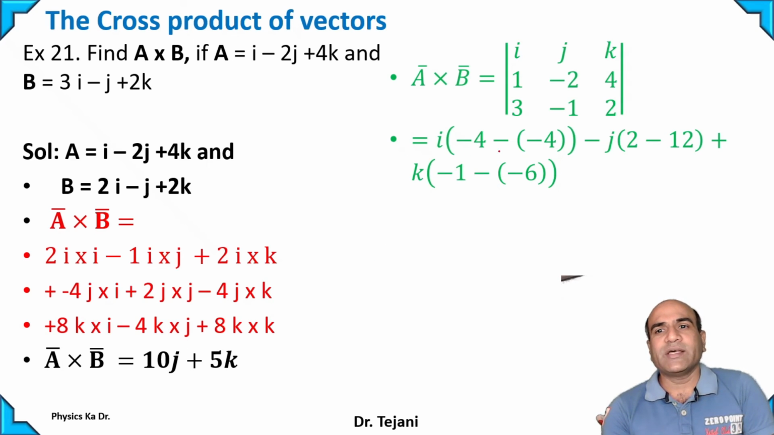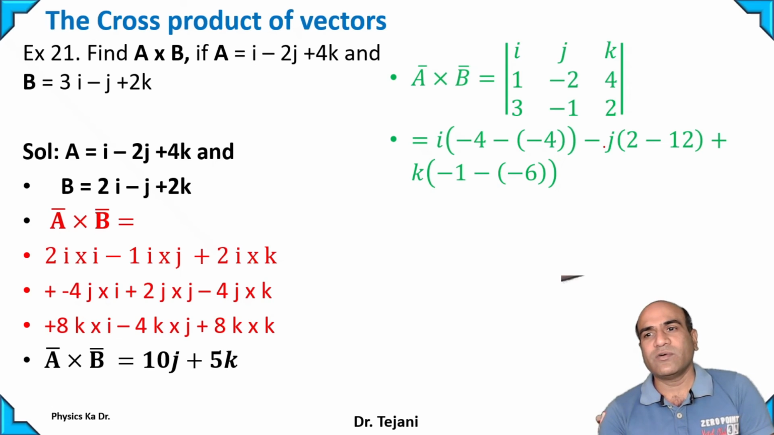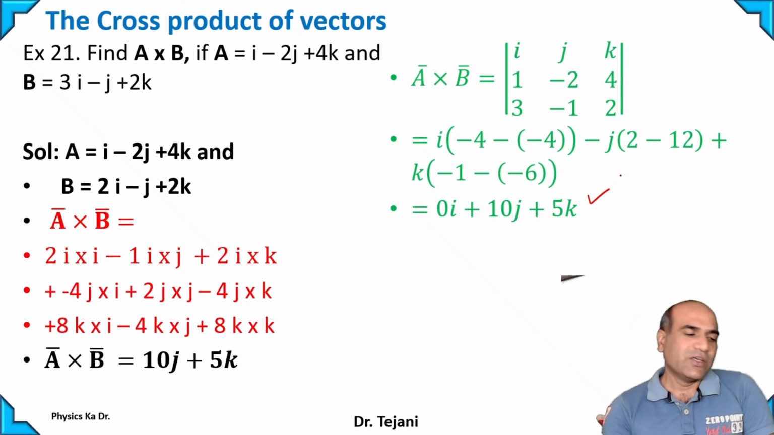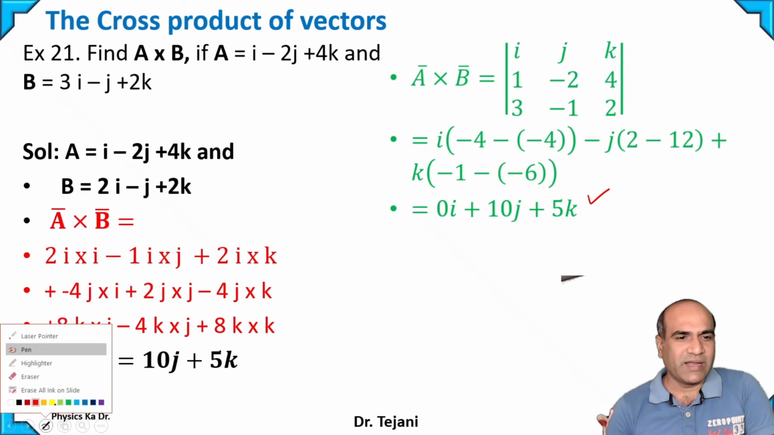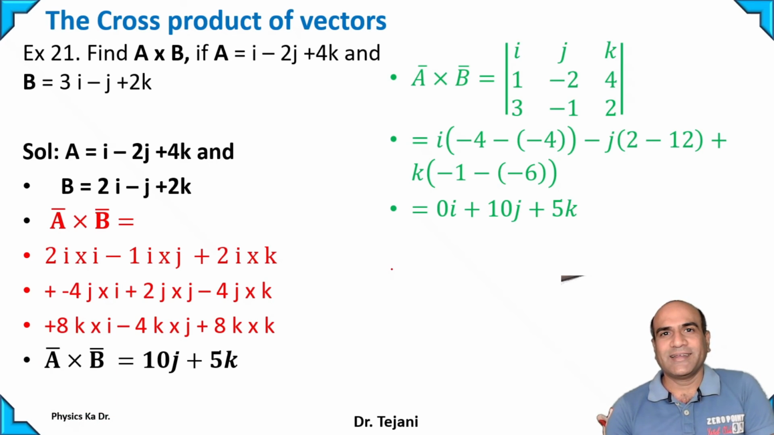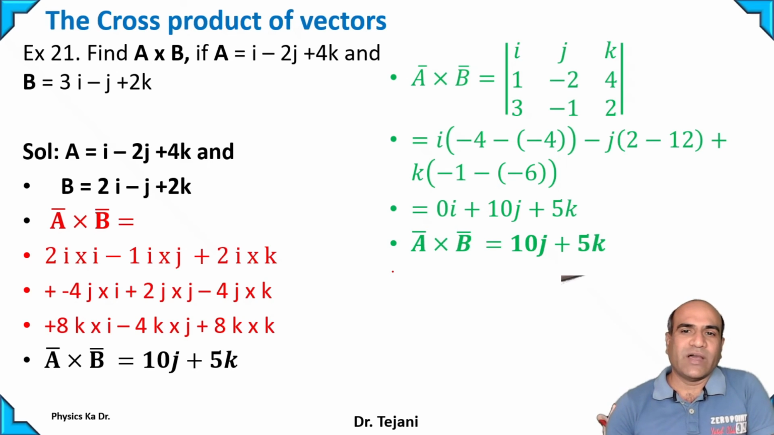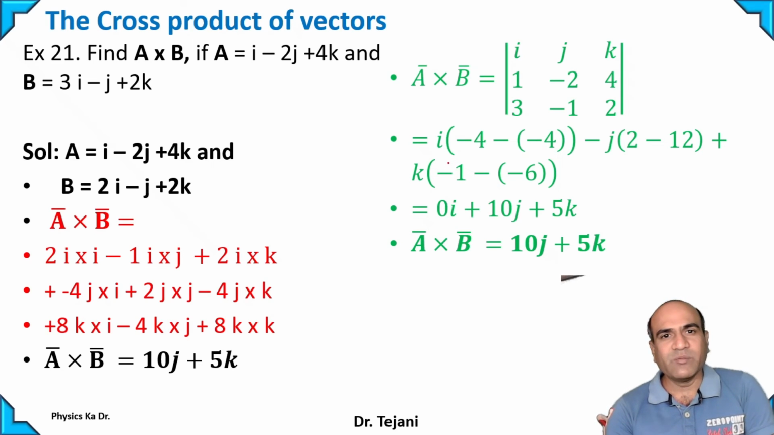So i is equal to minus 4 minus in bracket minus 4. You can get it like that. Dissolve this, it becomes 0i plus 10j plus 5k. So this is our solution. Very simple when we go with matrices. So A cross B is equal to 10j plus 5k. 0 of i is not having any value, therefore we can remove this one easily.